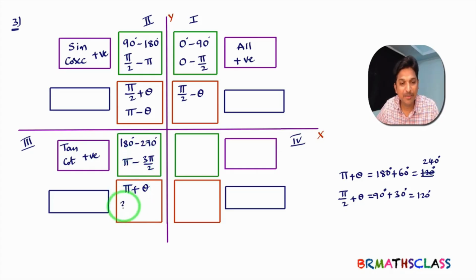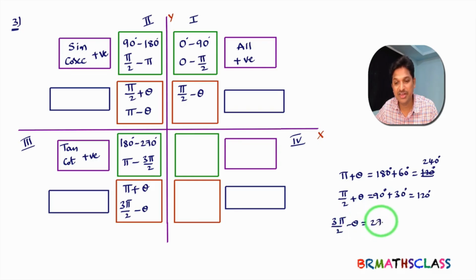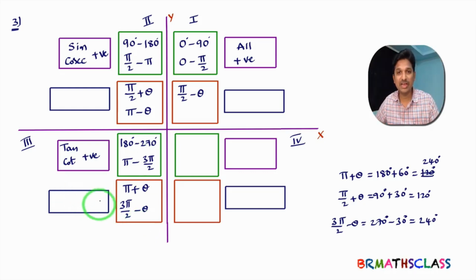Similarly, 3 pi by 2 minus theta. 3 pi by 2 means 270 degrees. 3 pi by 2 minus theta. I'll write here. See, 3 pi by 2 minus theta. 3 pi by 2 means 270 degrees. 270 degrees minus theta, an acute angle. You take anything. For example, I'll take 30 degrees. 270 degrees minus 30 degrees is what? It is 240 degrees. 240 degrees lies in which quadrant? Look here, 240 degrees lies in which quadrant? It lies in third quadrant. So what I am trying to say, pi plus theta lies in which quadrant? Third quadrant. 3 pi by 2 minus theta lies in which quadrant? Third quadrant. You need to be thorough in all these things. This box I'll discuss at the end.